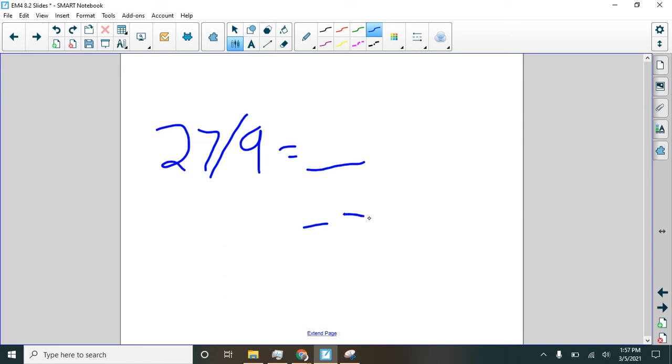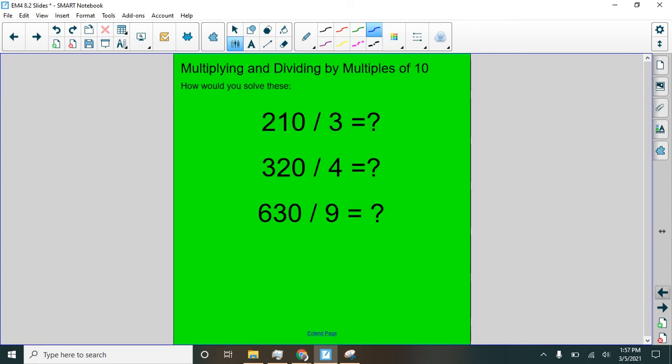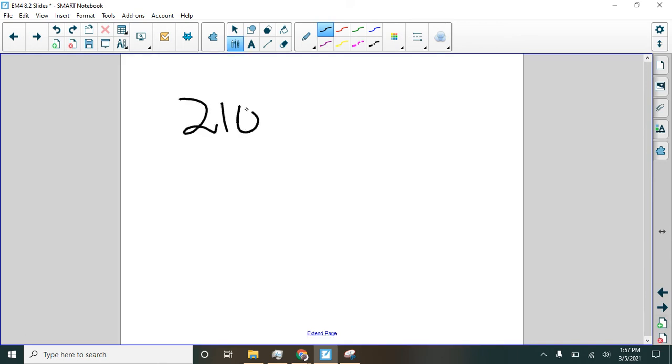I hope you said take that 27, put it on the back. 9 times something equals 27. And of course, that would be 3. So if I have you take these division problems and turn them around, do you think I'm going to have you turn these around too? Of course. Well, let's look at the first one, right? This guy right here, 210 divided by 3. And you might be thinking, there's no way I can do that. That's too hard. But it's not.